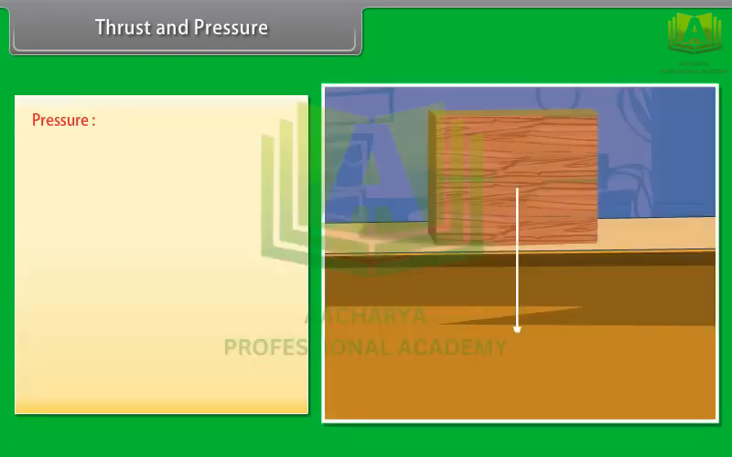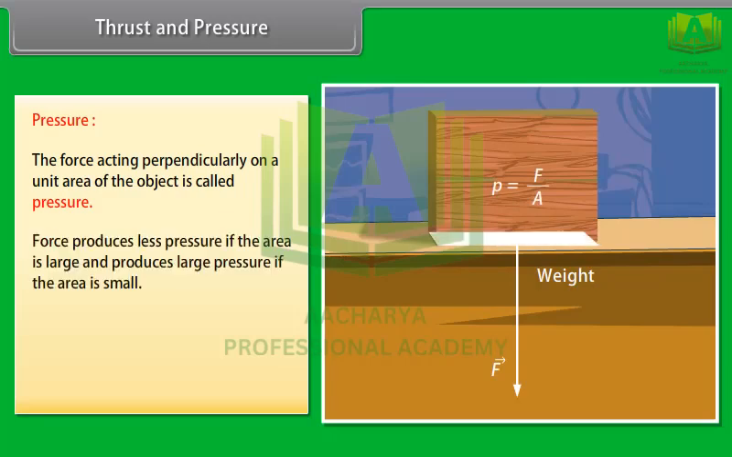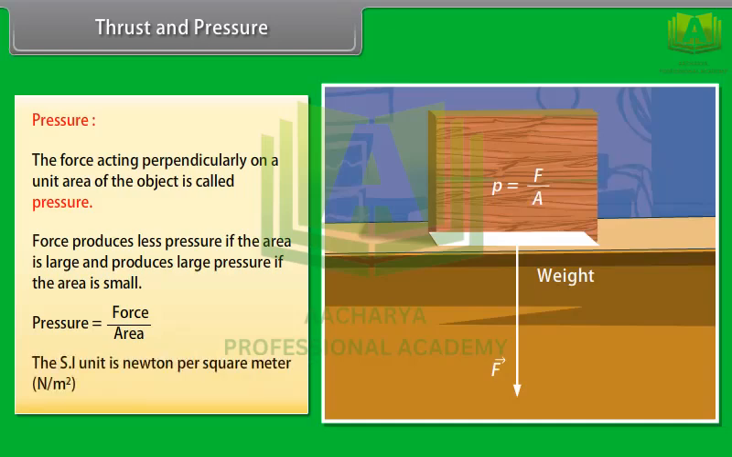Pressure. The force acting perpendicularly on a unit area of the object is called pressure. Force produces less pressure if the area is large and produces large pressure if the area is small. Pressure is equal to force upon area. The SI unit is Newtons per square meter.